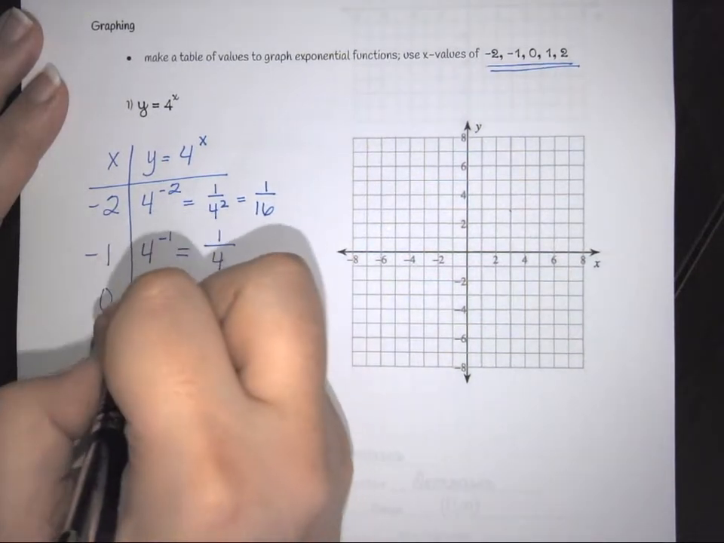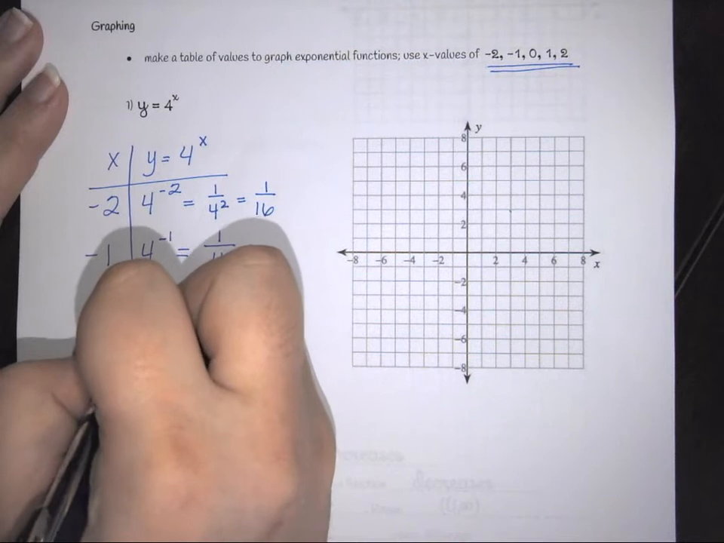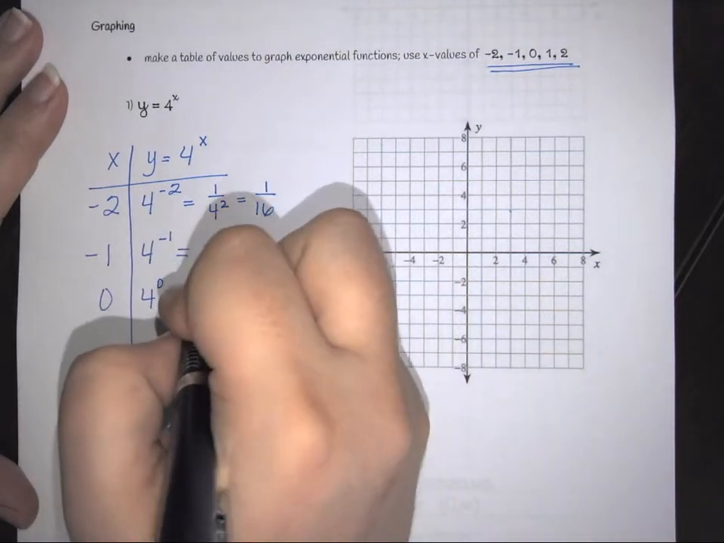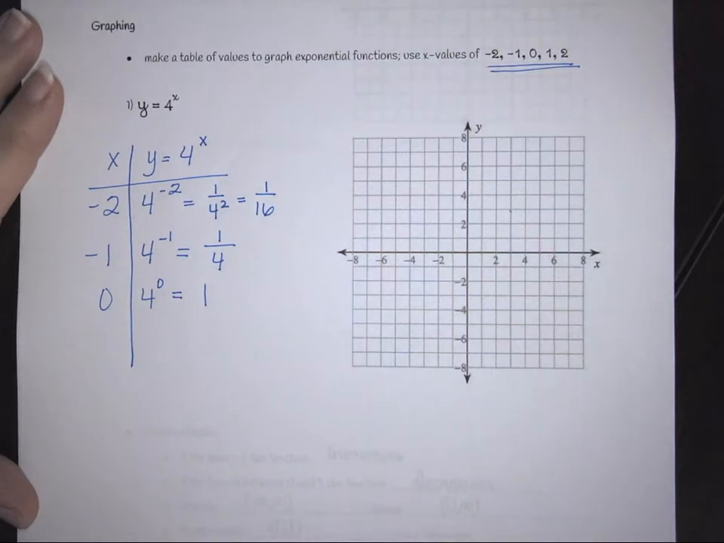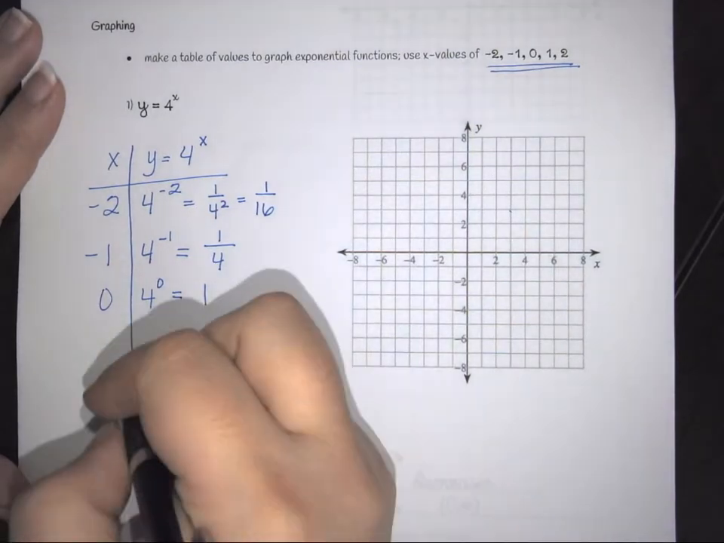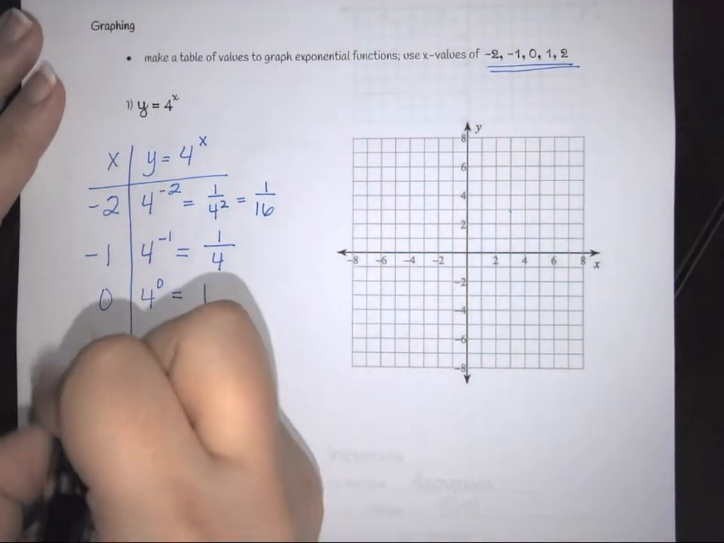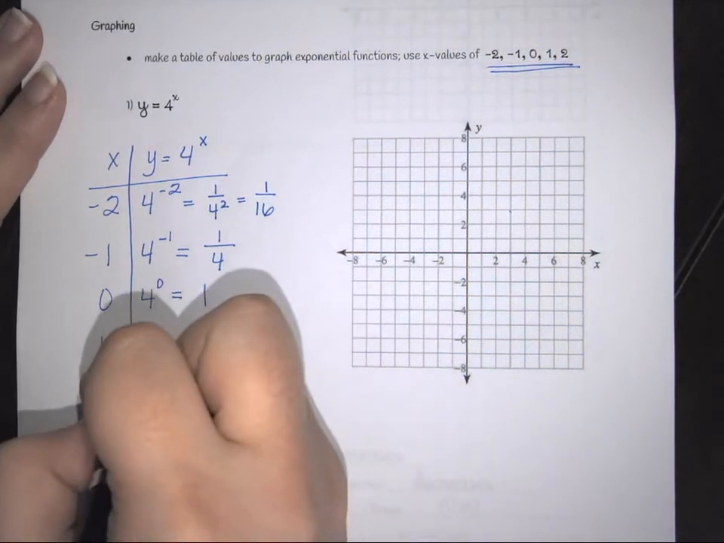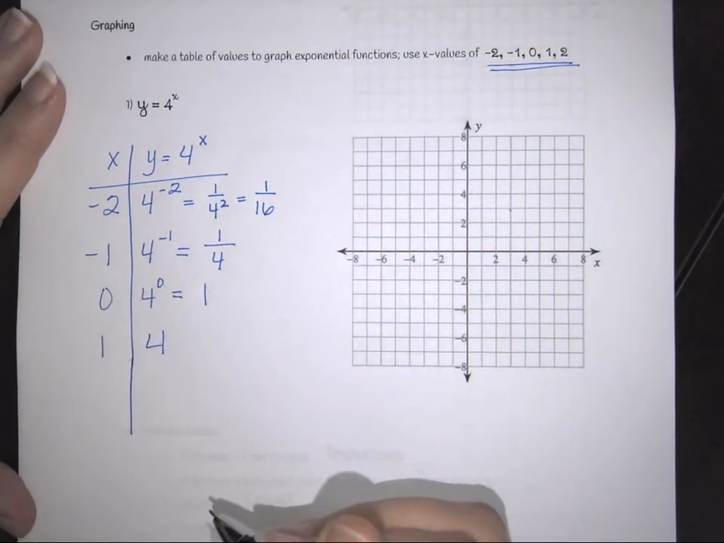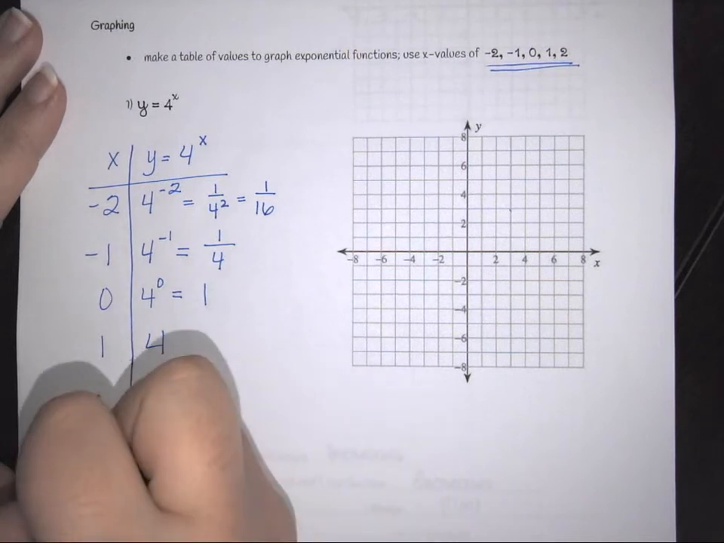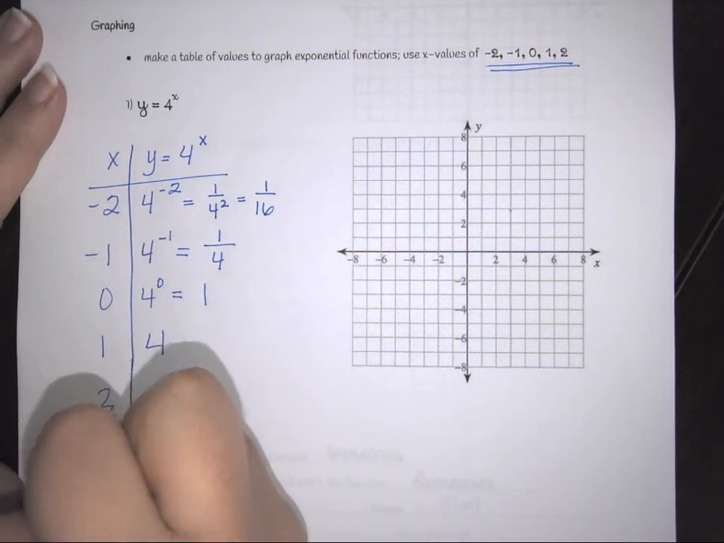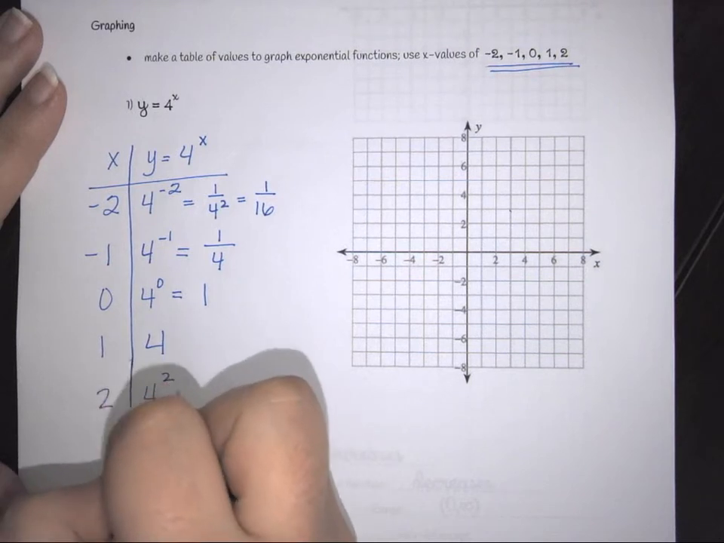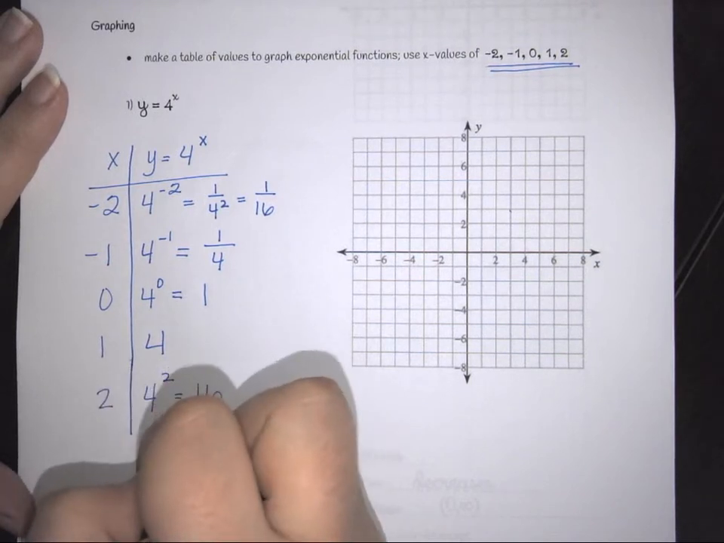Then we've got 0, so 4 to the 0 is going to follow the 0 power rule, which says it doesn't matter what it is, you get 1 as a result. Then I'm going to look at 1. So here I've got 4 to the first, which is 4. And then I'm going to look at 2. So here I've got 4 to the second power, which is 16.